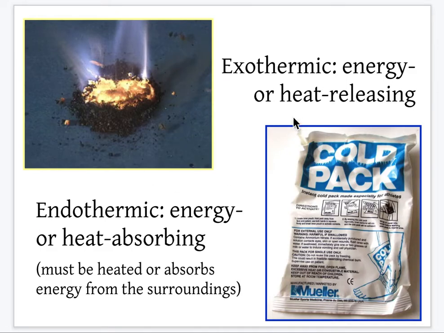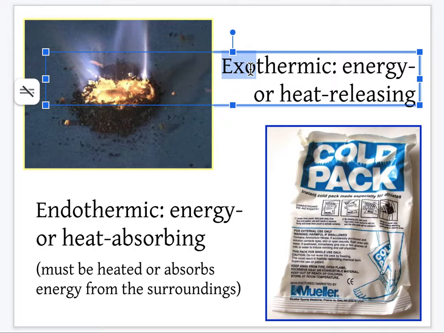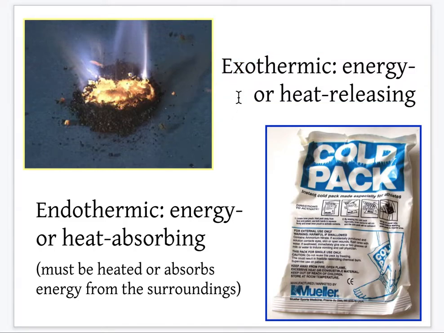Today we will talk about exothermic and endothermic systems. Exothermic means energy or heat release. It is exiting the system. It is going out. X means exit. You can remember it that way. The heat is releasing from the system. Heat is going out.